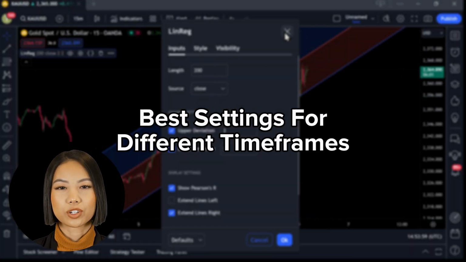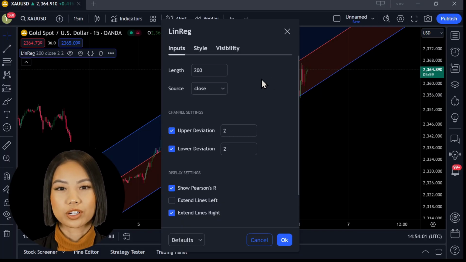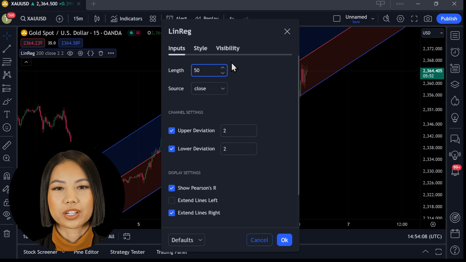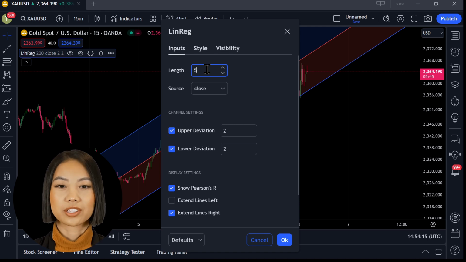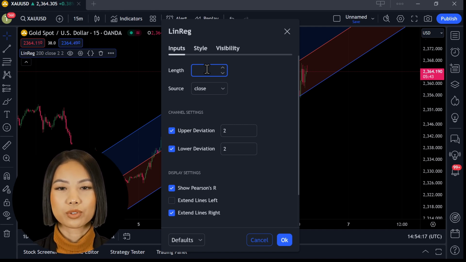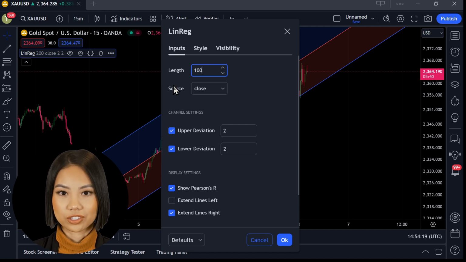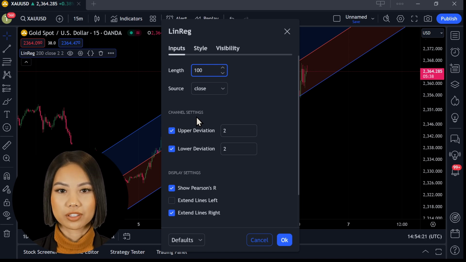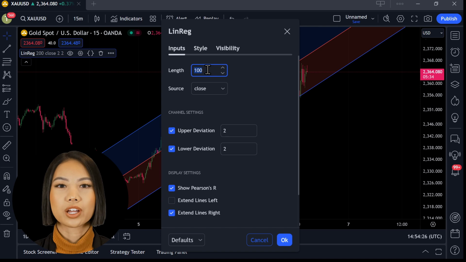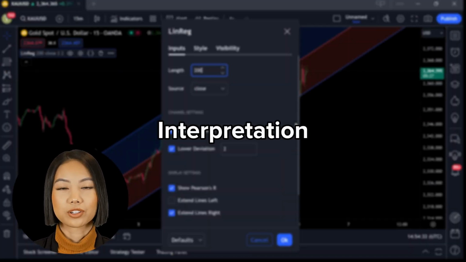Best settings for different time frames. Short-term trading, intraday: use a lookback period of 20 to 50 bars. This will make the channel more responsive to recent price movements. Medium-term trading, swing: a lookback period of 50 or 100 bars is ideal, providing a balanced view of recent and past price actions. Long-term trading, position: opt for a lookback period of 100 to 200 bars to capture the broader market trend.